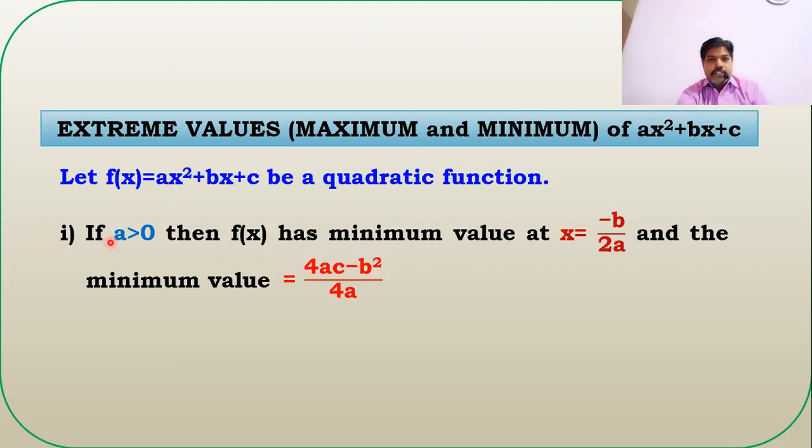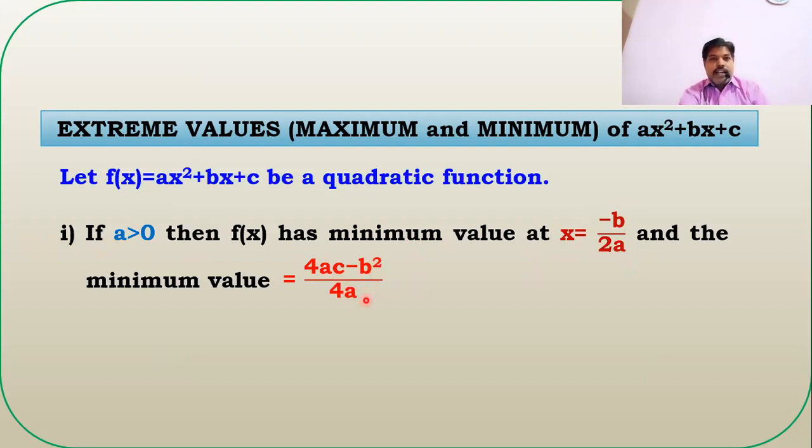If a is positive, then the quadratic expression has a minimum value. At what point? x is equal to minus b by 2a. At this point you will get a minimum value. What is the minimum value? The minimum value is 4ac minus b square by 4a.